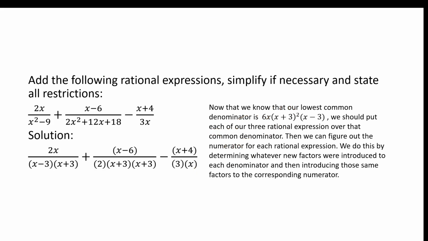So now that we know that our lowest common denominator is 6x, x plus 3 quantity squared, x minus 3 quantity, we should put each of our 3 rational expressions over that common denominator. Then we can figure out the numerator for each rational expression. And we're going to do that by determining whatever new factors were introduced to each denominator, and then introducing those same new factors to the corresponding numerator. To say introduce a new factor is the same as saying to multiply. So what we're really saying is, what did you multiply a particular denominator by to get the lowest common denominator? Multiply its numerator by the same thing.